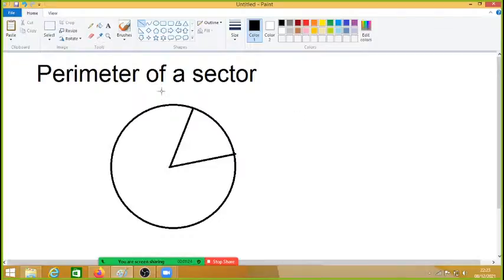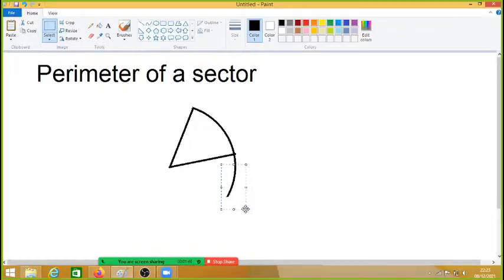So we want to work out the perimeter of a sector, so that means we need to take out the rest of the circle. So we're just left with the sector. And most of the sector will be very, very easy to work out. And then the other bit will just need the formula from yesterday. So let's take a look.